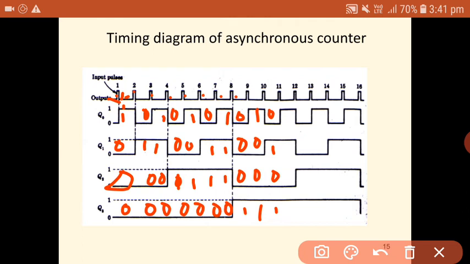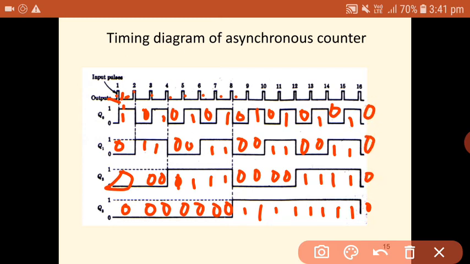After the 11th clock pulse 1 0 1 1. After the 12th clock pulse 1 1 0 0. After the 13th clock pulse 1 1 0 1. After the 14th clock pulse 1 1 1 0. And after the 15th clock pulse you will be getting all ones, and after the 16th clock pulse all the outputs will become zeros. It will start counting once again. So this is the timing diagram of the asynchronous counter.